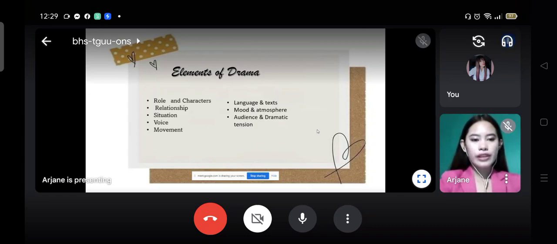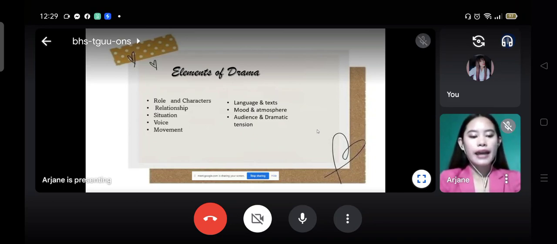And next to voice is the movement. Why is it important? It is very important because that is your facial expression. That is your posture that will give highlight to your character. So to let your audience know who you are in the play. So it also gives you the highlight of what kind of character you are portraying or acting.